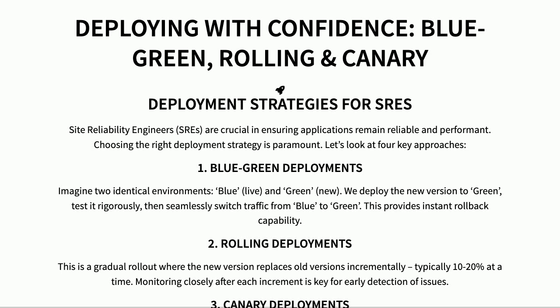Rolling deployments are another approach. They gradually replace the old version with the new one in small increments, letting you catch problems early on. Canary deployments expose a portion of your users to the update, allowing you to monitor for issues before rolling it out completely. And finally, we can combine these strategies using rolling blue-green deployments. This gives us the best of both worlds, rapid rollback capabilities while maintaining high availability.